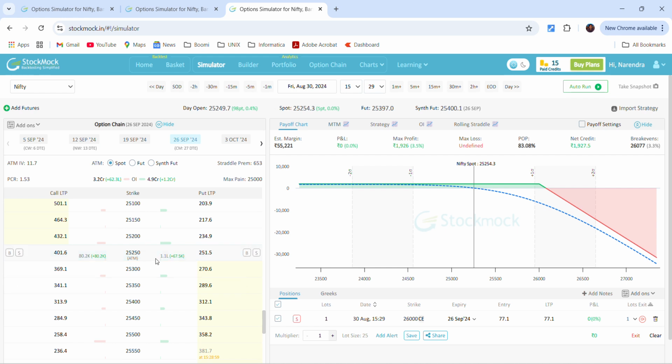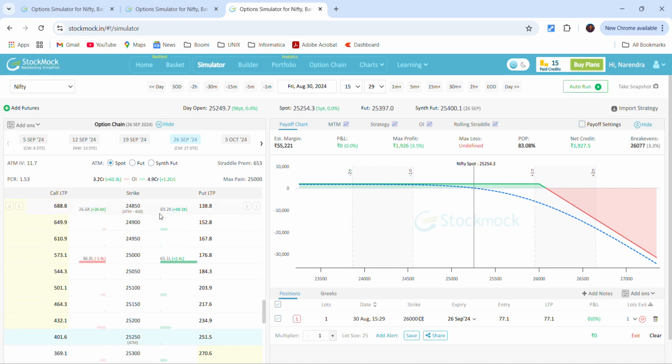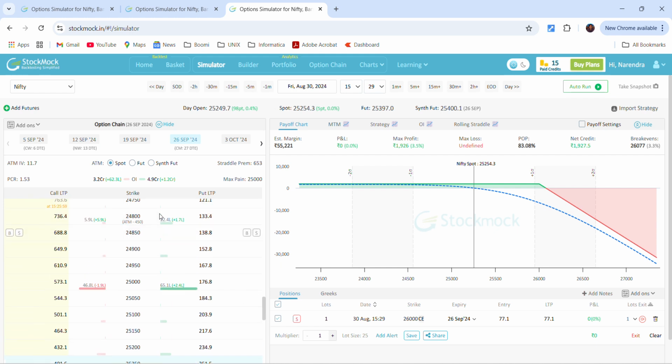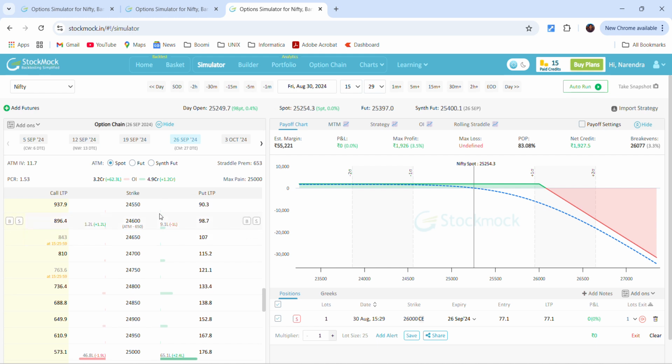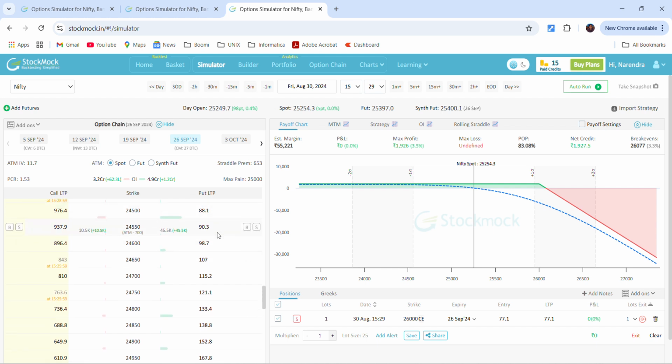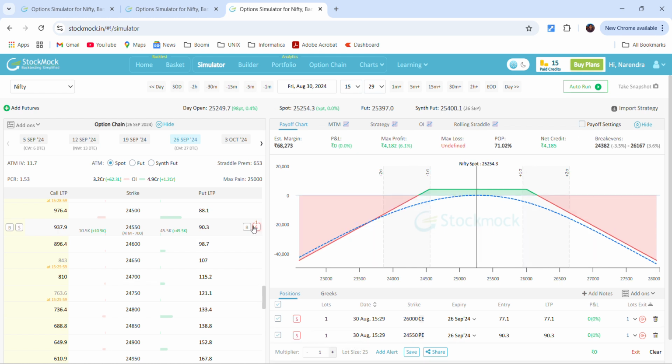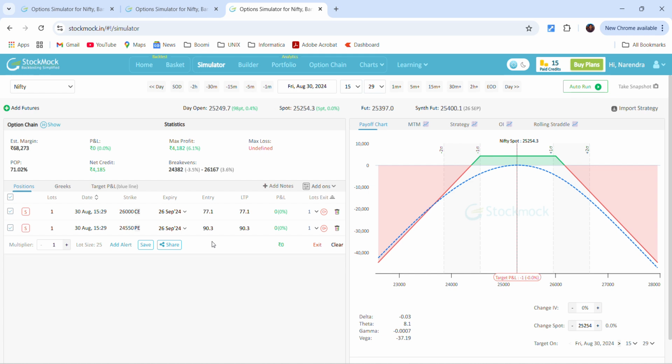And then similarly, we'll go down 750 points from the at the money, and then we will sell that put option. So this is 24,550. Now you will see we are at the center of this profit zone, and the market can move 750 points on the upside and on the downside, and we will still be in the profit zone. These are neutral strategies.